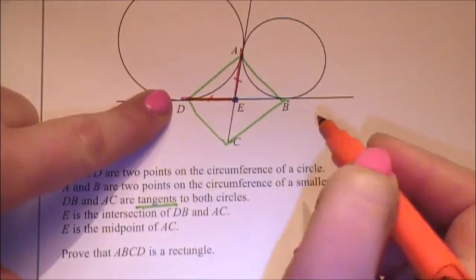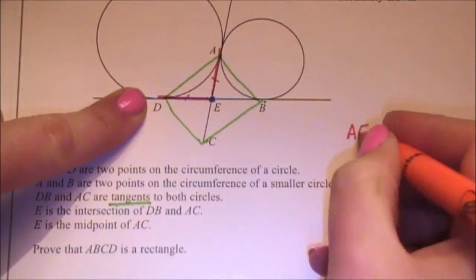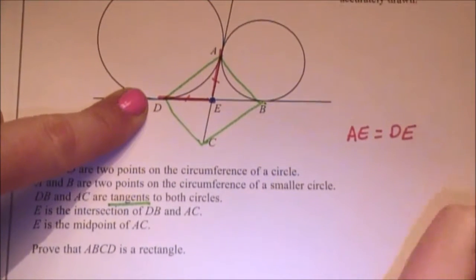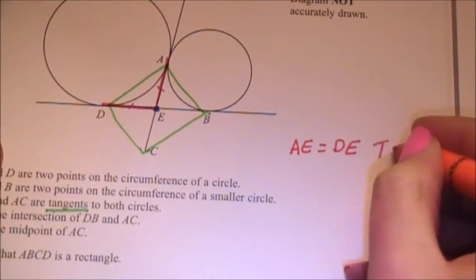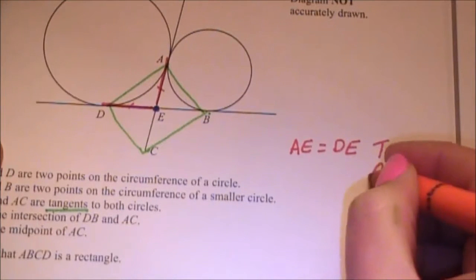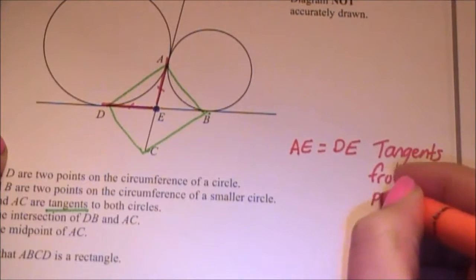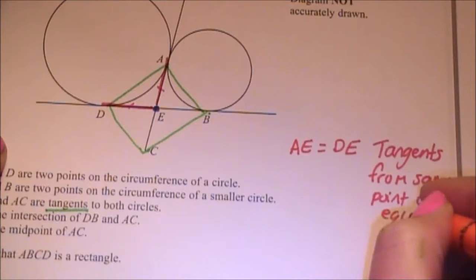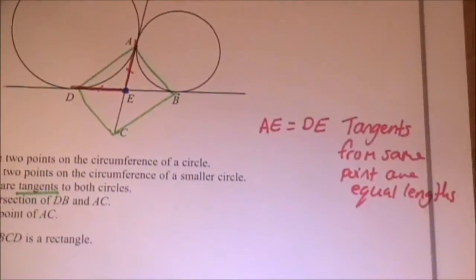So I'm going to make that statement. I've noticed that the line AE is equal in length to the line DE. And the reason I know that is because tangents from the same point are equal lengths.